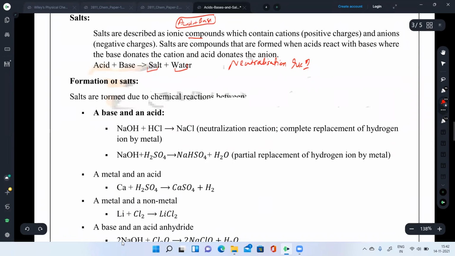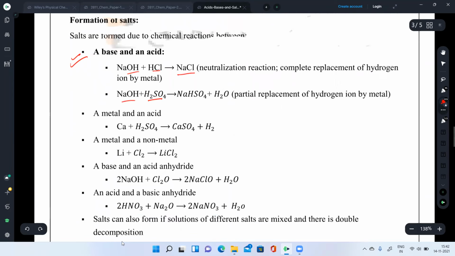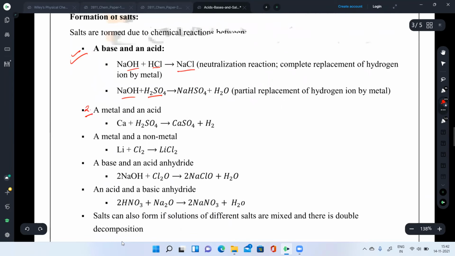Now, formation of salt. Salts are formed due to chemical reactions. How can salt be formed? First one is a base and an acid. When a base reacts with an acid, it forms a salt like NaCl, for example NaOH plus HCl gives NaCl plus H2O. The second one is a metal and an acid. When a metal is allowed to react with an acid, it also forms salt.